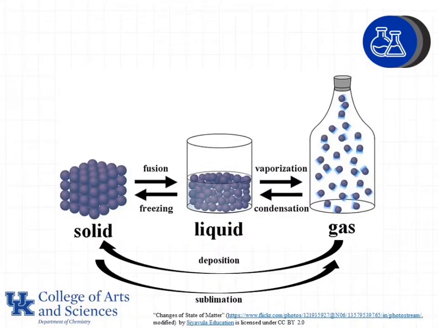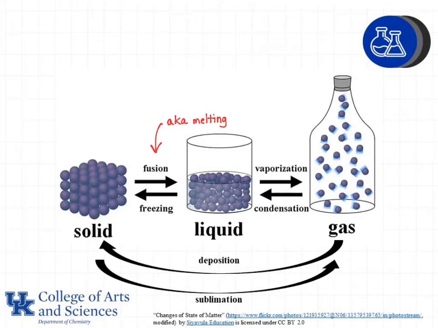Now we want to look at the names of phase changes that we see between solid, liquid, and gas. The first one we'll look at is fusion, which is going from a solid to a liquid, and we also know this as melting. Going from a liquid to a solid is freezing. Going from a liquid to a gas is vaporization. This can happen through evaporation or through boiling. Going from a gas to a liquid is known as condensation.